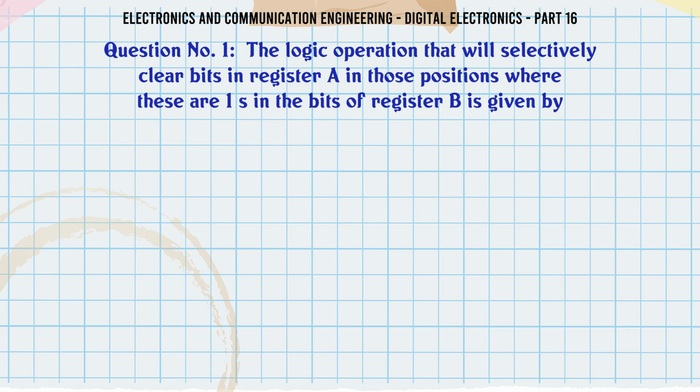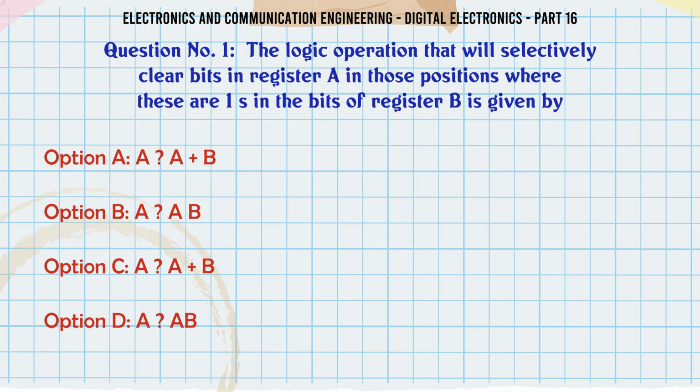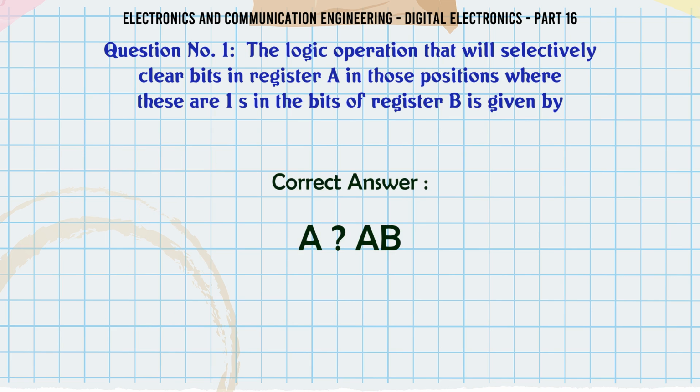The logic operation that will selectively clear bits in register A in those positions where there are 1s in the bits of register B is given by: A. A AND B, B. A' AND B, C. A AND B', D. A' AND B'. The correct answer is A AND B'.